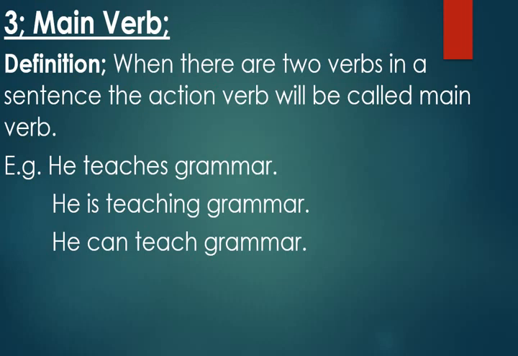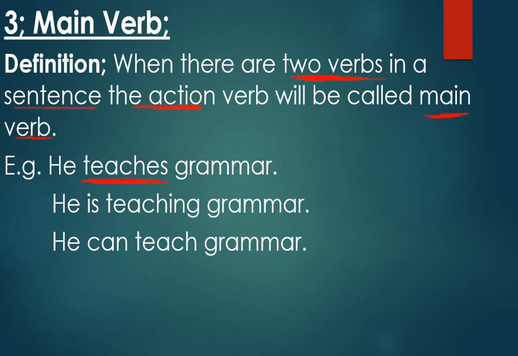The definition of main verb is: when there are two verbs in a sentence, the action verb is called the main verb. The action verb is going to be called main verb. Keep that in your mind. For example, if I say, he teaches grammar, teaches is the only verb here.